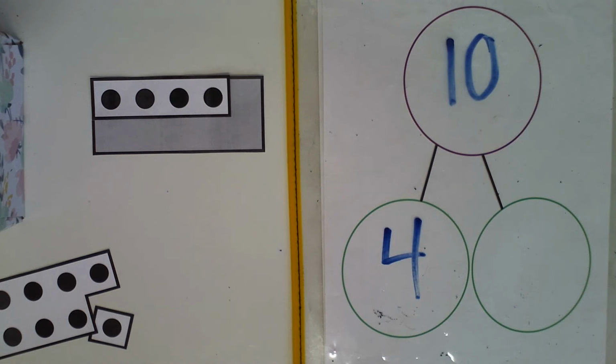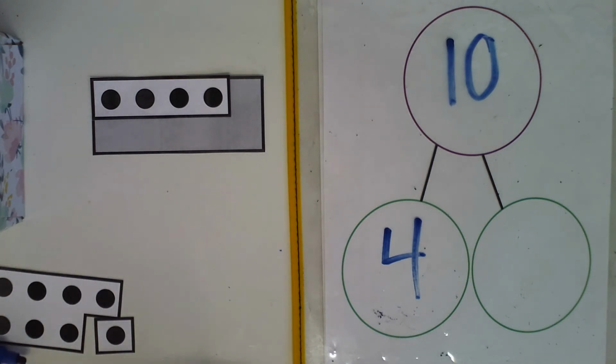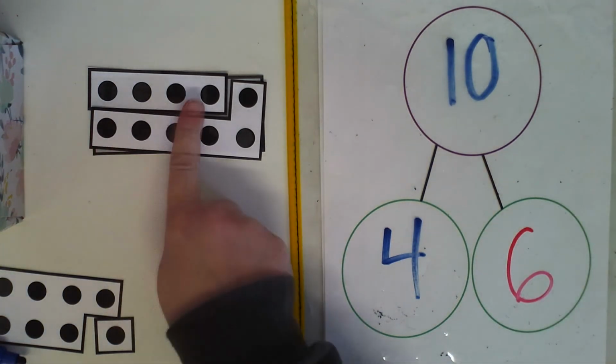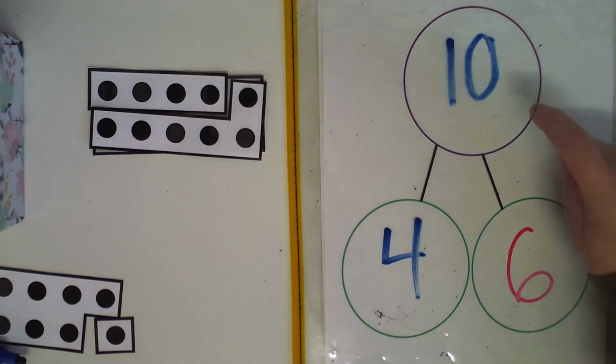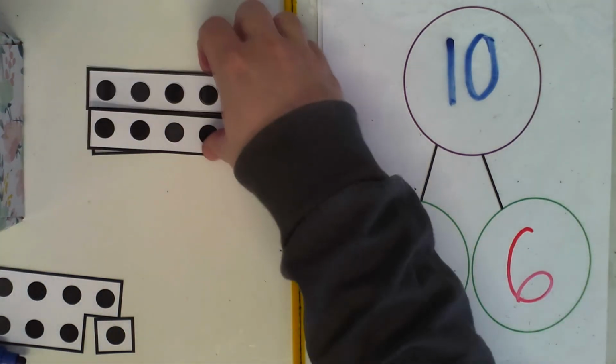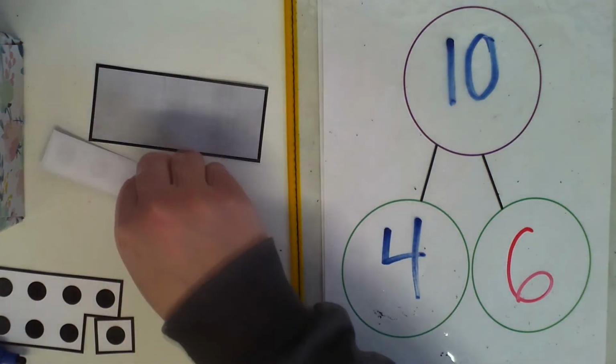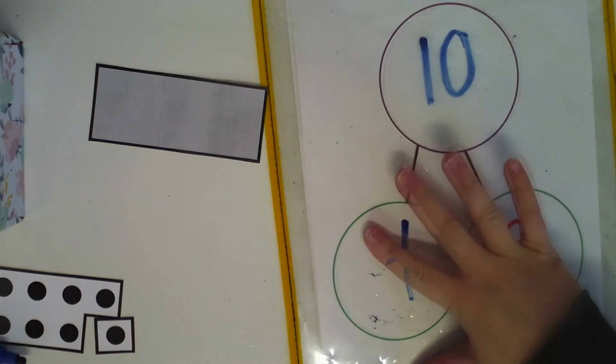See if you can figure out what the other part is that's going to make 10. 4 and... All right, let's see if you know. Did you write 6? If you wrote 6, you're right. 4 and 6 makes 10. Very good. All right, go ahead and clear off your number bond. Make sure you leave the 10. Sorry, I should say just clear off the parts of your number bond.